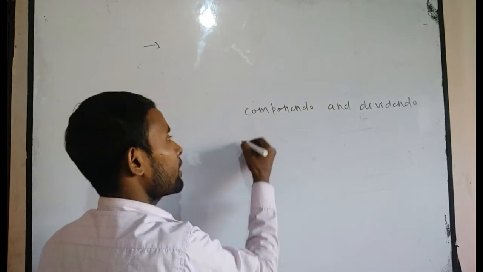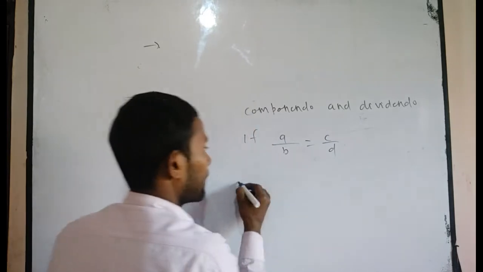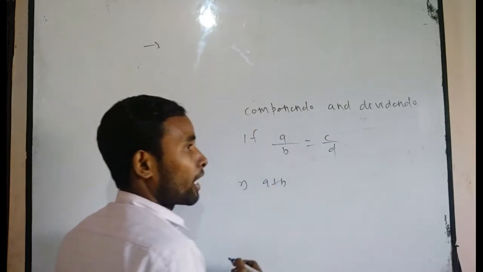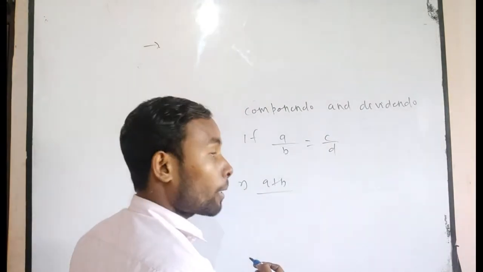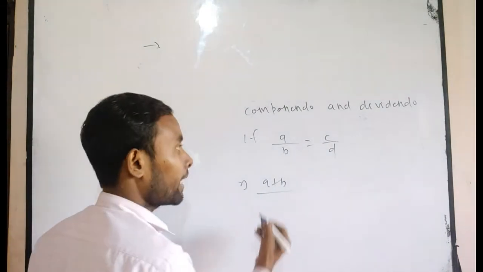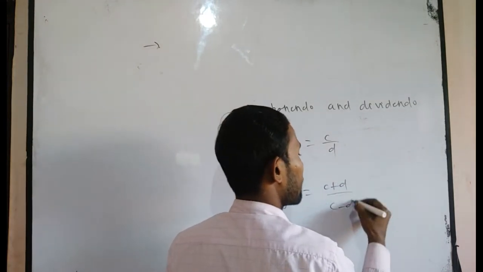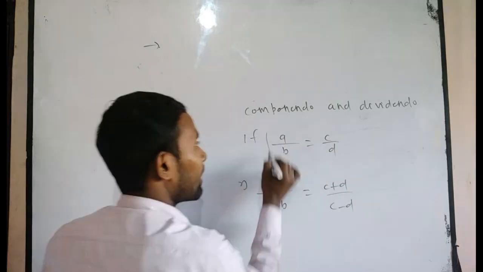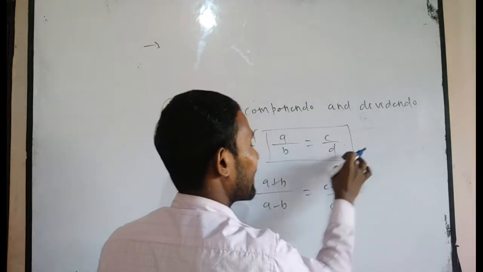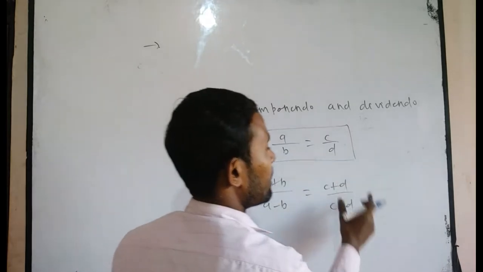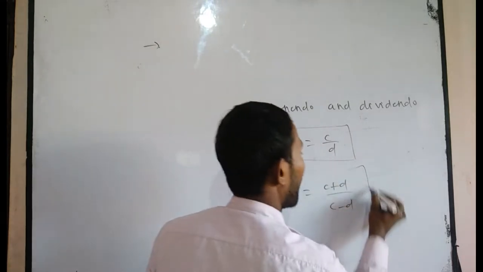Componendo and dividendo is a rule which says that if A upon B is equal to C upon D, then you can apply componendo and dividendo on both. The numerator part will be componendo and the denominator part will be dividendo. That means A plus B divided by A minus B can be written as C plus D divided by C minus D. It is a conditional statement: if A by B is equal to C by D, then A plus B divided by A minus B is equal to C plus D divided by C minus D. This is called componendo and dividendo.